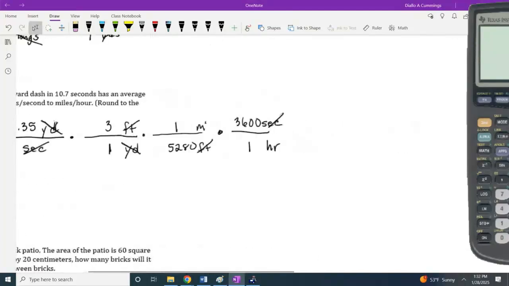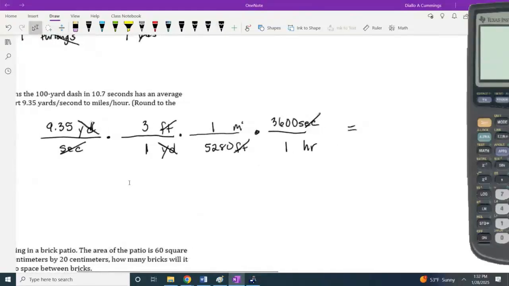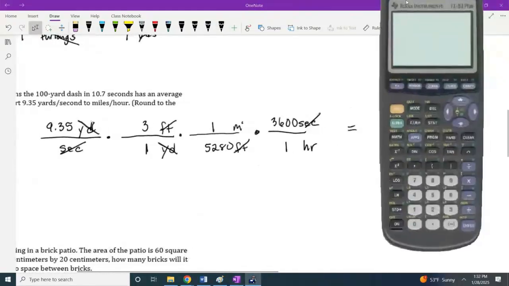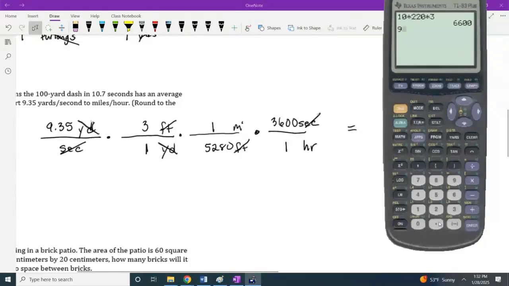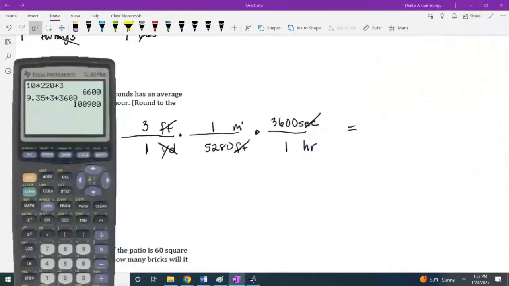Right. So now we're going to multiply the numerators, multiply the denominators, and then divide last. So this is 9.35 times 3 times 3,600, which is 100,980, divided by 5,280. And then I have miles per hour.